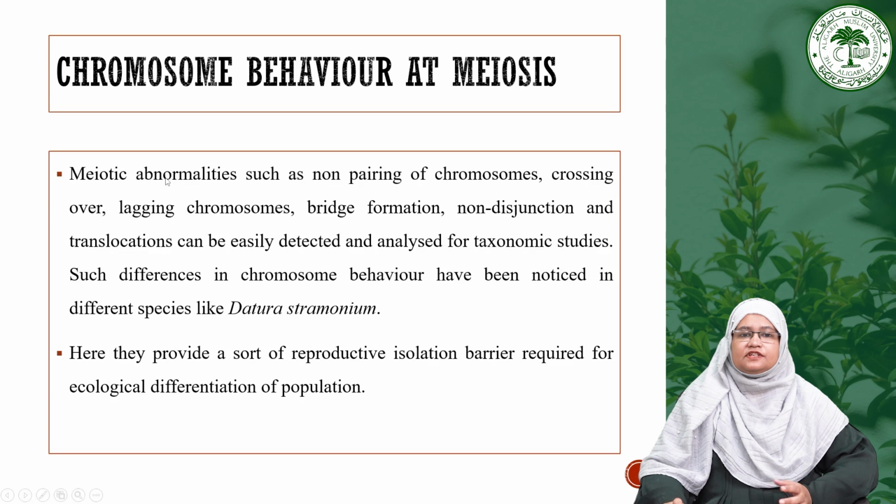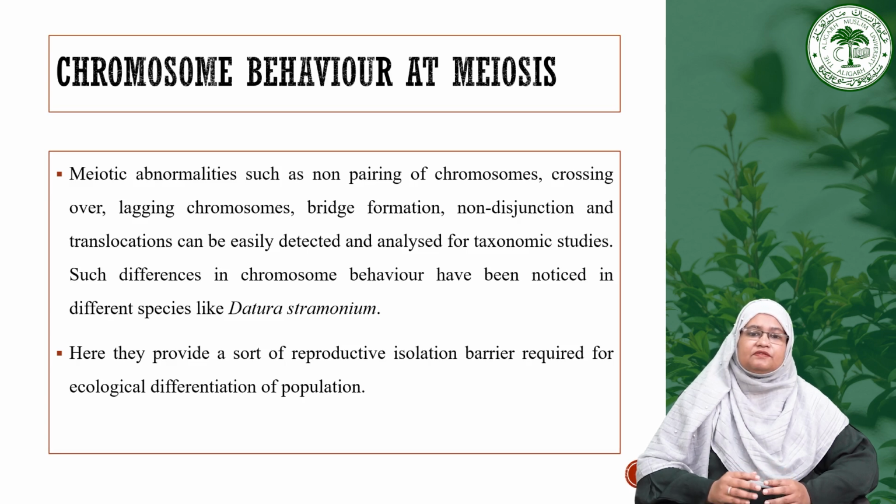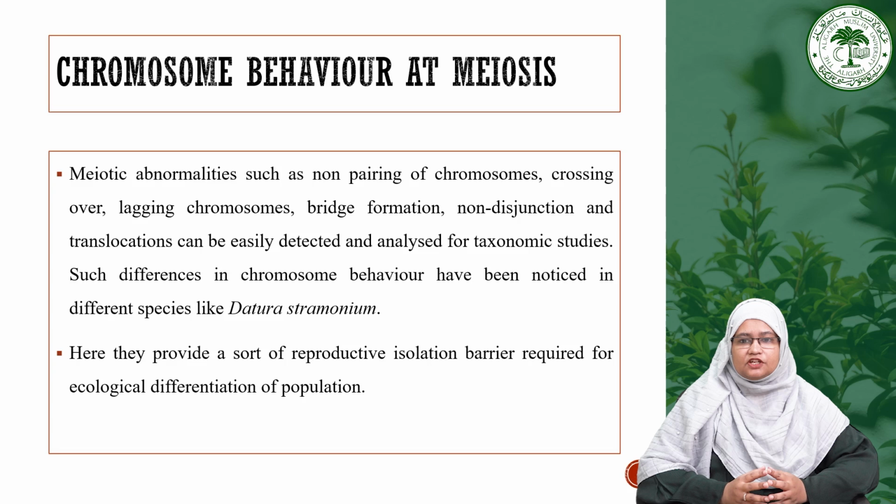And then meiotic abnormalities such as non-pairing of chromosomes, crossing over, lagging chromosomes, bridge formation, non-disjunction and translocation can be easily detected and analyzed for taxonomic studies. Such differences in chromosome behavior have been noticed in different species, like in Datura stramonium. So here they provide a sort of reproductive isolation barrier required for the ecological differentiation of the population.